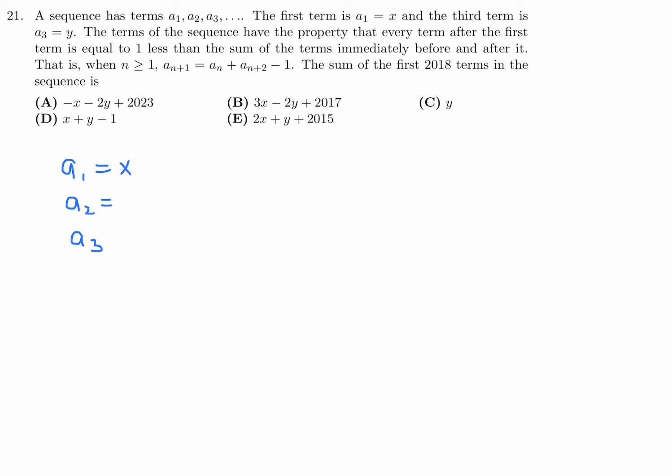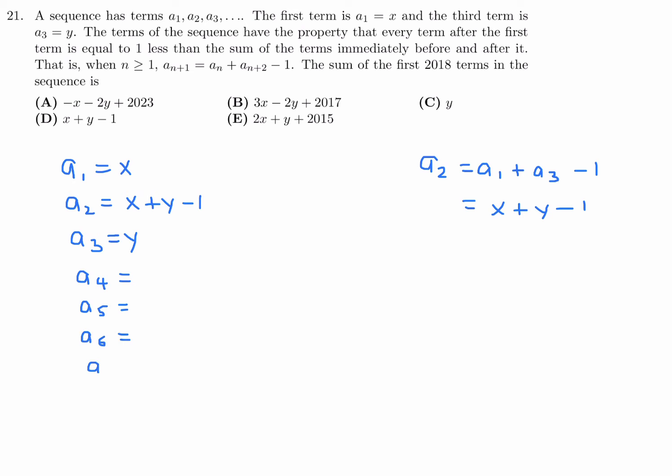a1, they told me, is x. a3, they told me, is y. So our job is to figure out the rest. First, let's just figure out a2. So a2 is equal to a1 plus a3 minus 1. So that's going to be x plus y minus 1. So let's put that here. Now we have to figure out a4 and so on. And my hope is that there's going to be some sort of pattern, and that pattern will help us figure out what is the sum of the first 2018 terms.